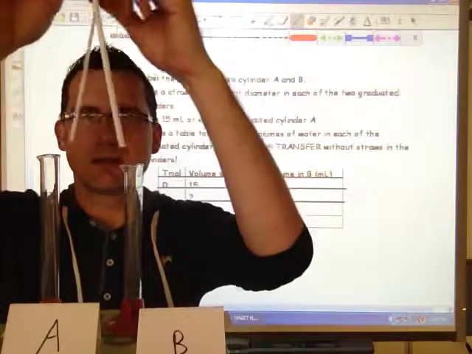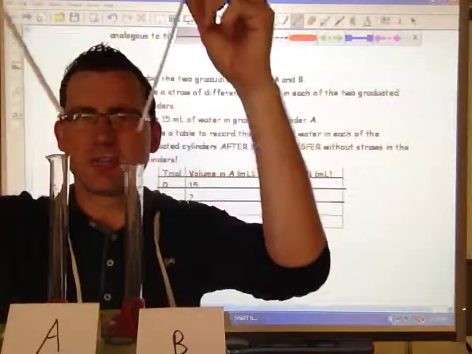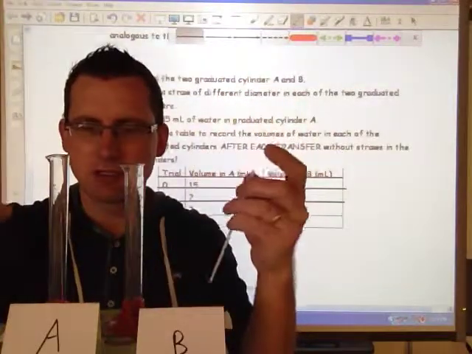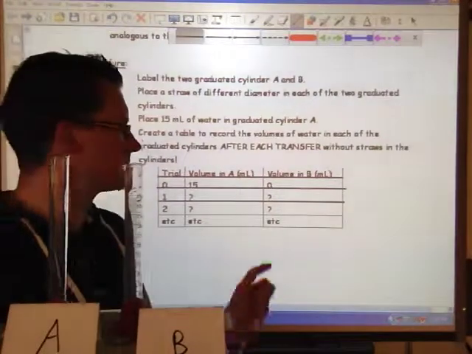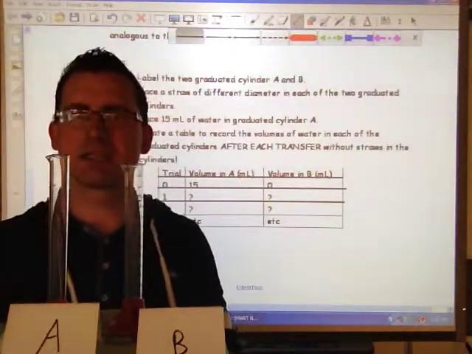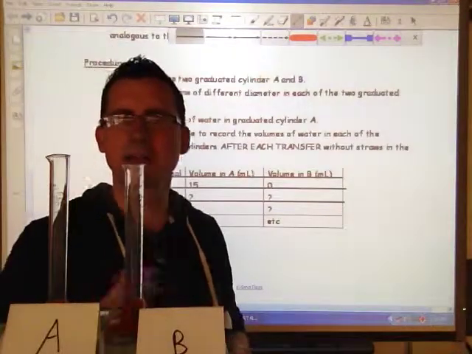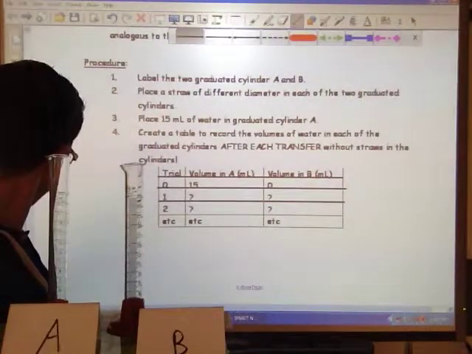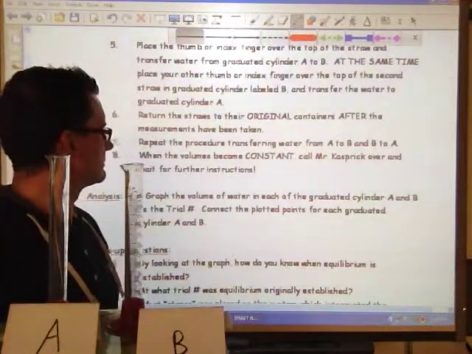So take it in, go over, drop it in. We're going to put the straws back where they originally are, but once again take the second measurement and you'll have trial 2. And you just keep doing that, etc., etc., as it says there, until you see that the volumes are constant. When they're constant, call me over and I will give you further instructions as to what to do. So that's number 8 there.